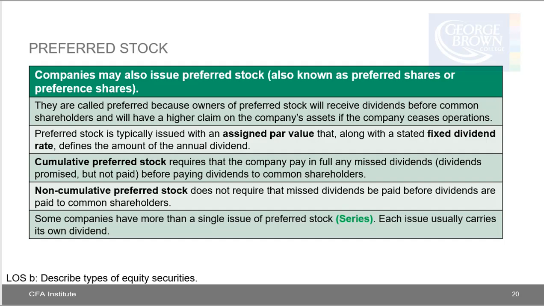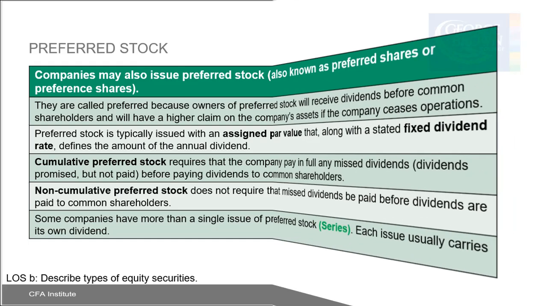So a very important thing to understand is that some companies have more than a single issue of preferred stock, and we call that a series. Each issue usually carries its own dividend.